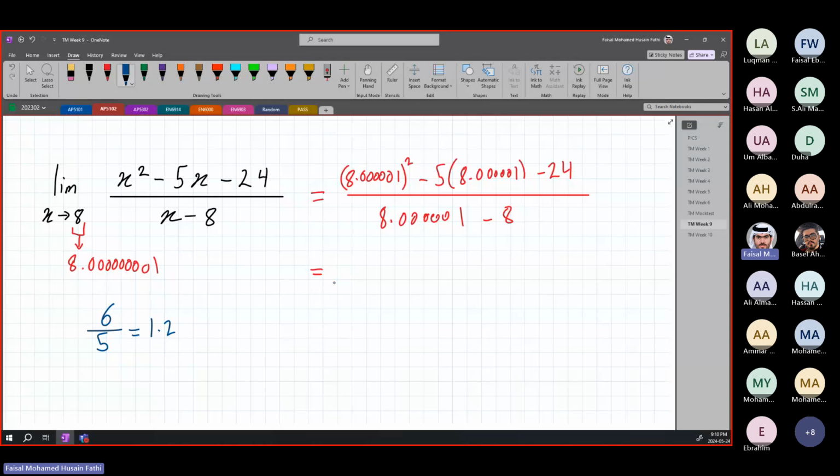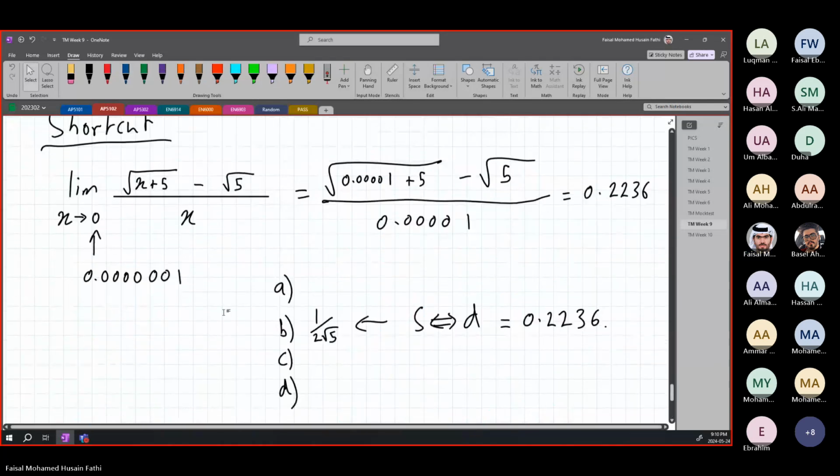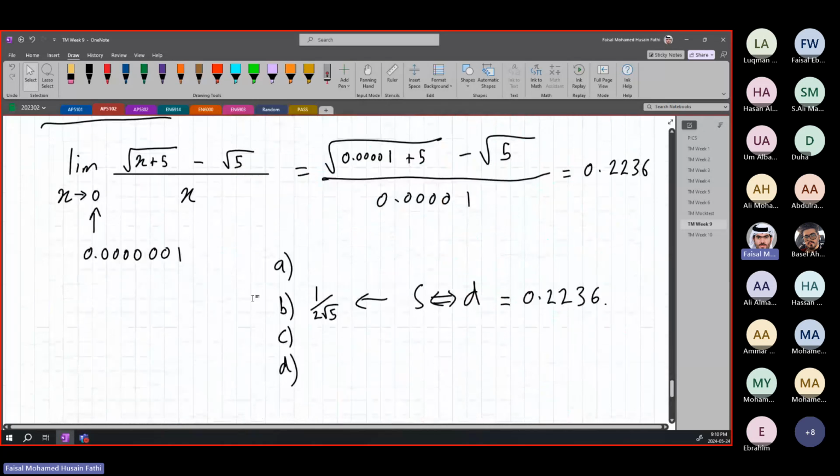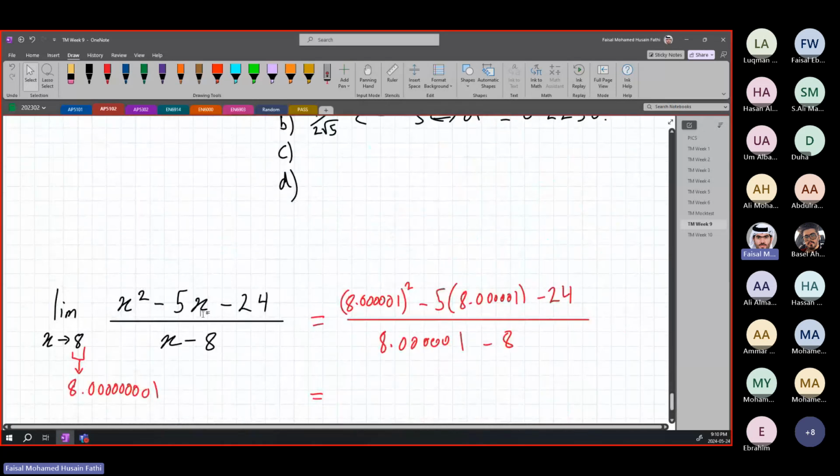I don't know why I'm getting 11. 1 second. Is my values correct here? Did I solve this correctly? Did I copy it correctly, bad? X squared minus 5x minus 24 over x minus 8.